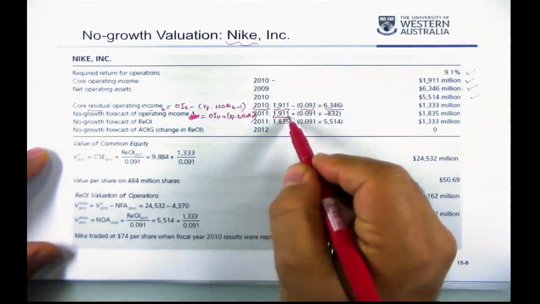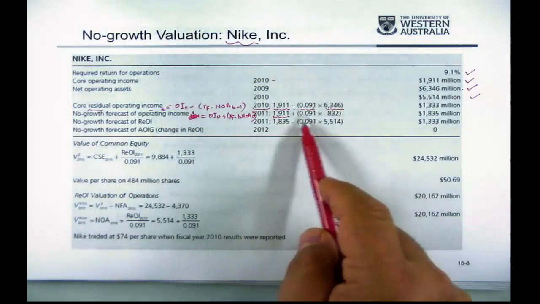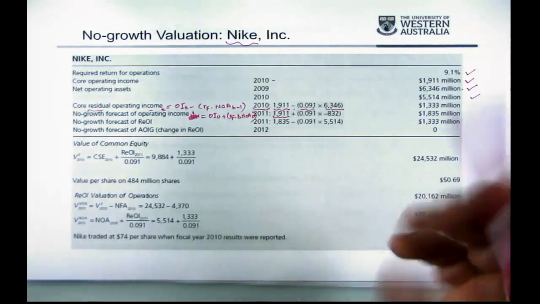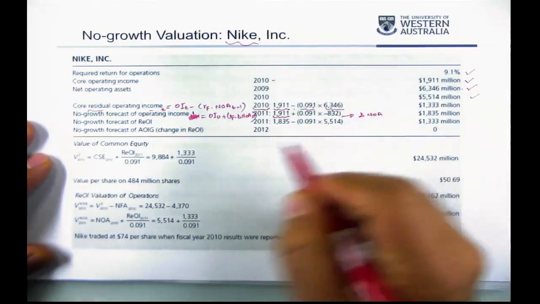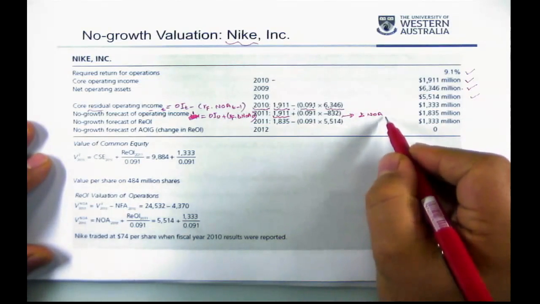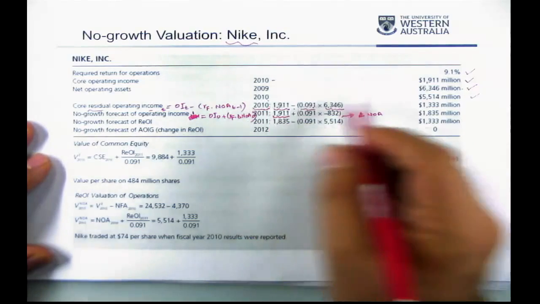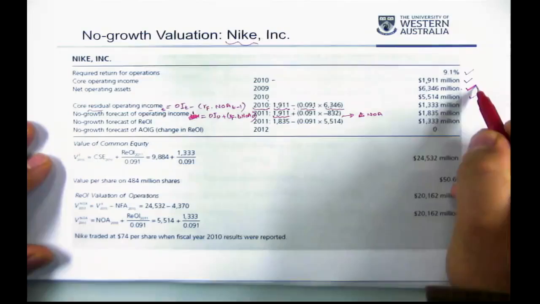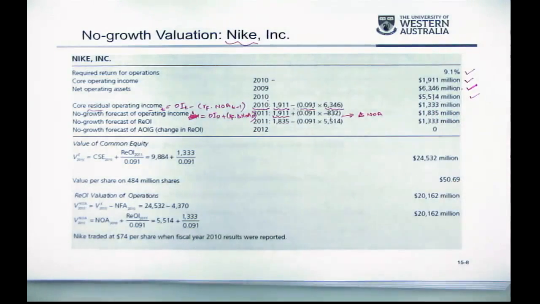So this is the operating income in year 0, or in 2010, plus the product of the cost of capital and the change in net operating assets, which is negative 832. The change in net operating assets is net operating assets in 2010 minus net operating assets in 2009. So this minus this gives you negative 832. Make sense? Okay.